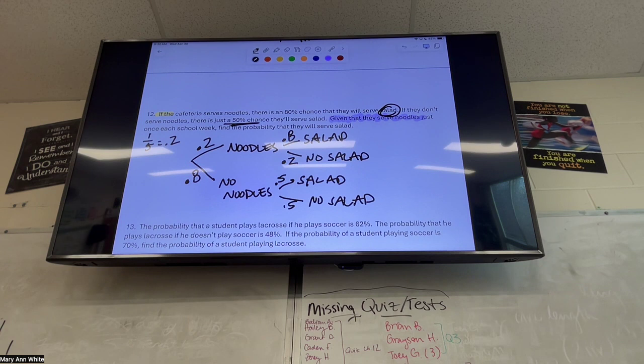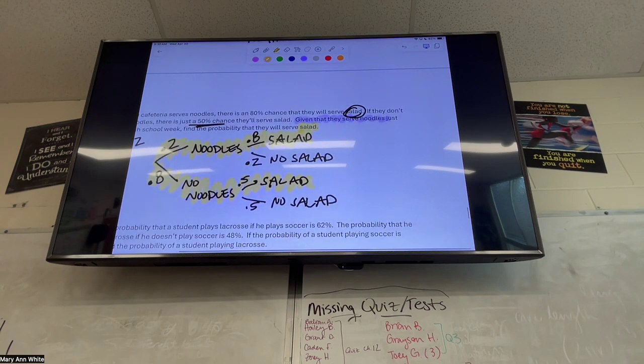And now I want to follow my path and I want to end at yes, salad each time. So one chance we could have is we get noodles and we get salad. Another option we have is we don't get noodles, but we still get a salad. So I'm gonna multiply those numbers together, 0.2 times 0.8 plus 0.8 times 0.5.